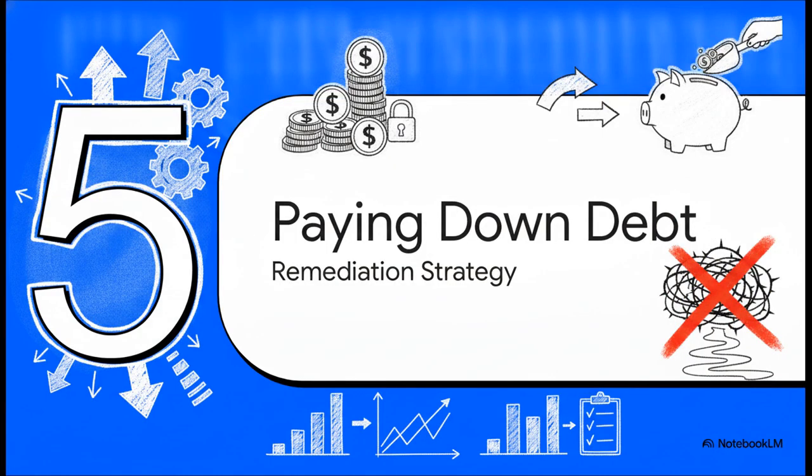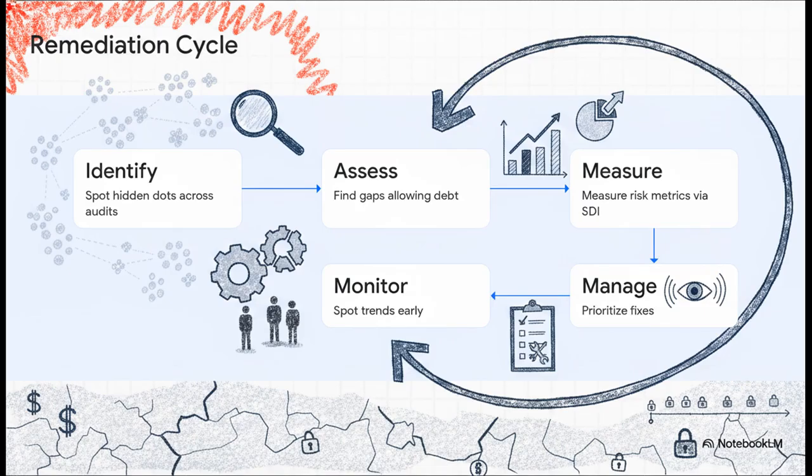And finally, Section 5, paying down your debt. So how do you break the cycle of constant reactive firefighting? You shift to a deliberate 5-step continuous governance cycle. First, you identify the hidden debts across your audits. You assess the cultural gaps allowing the debt in the first place. You measure your SDI. You manage by actually prioritizing the fixes that protect business value. And lastly, you monitor the trends early so the debt doesn't quietly rebuild behind your back.